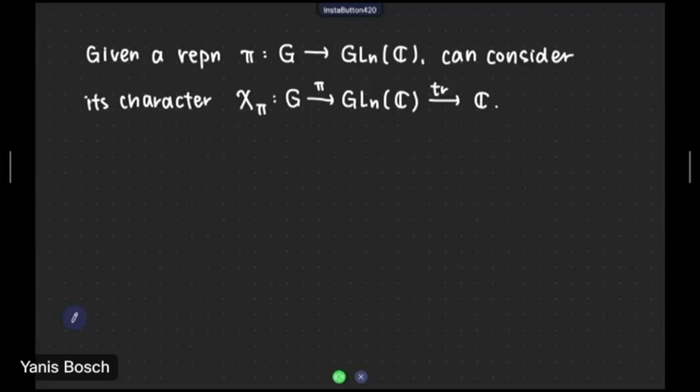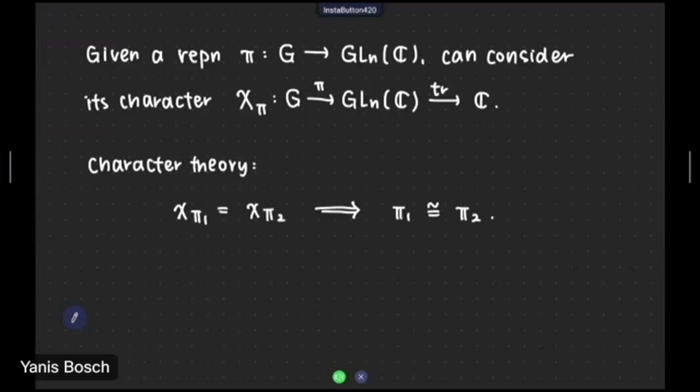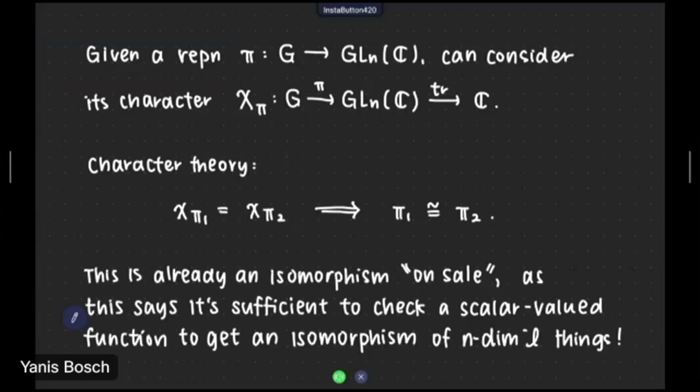And so why is this important? This is important because of the first miracle of representation theory, which is that even though you only recorded the sum of the diagonal entries, this is enough to remember the entire representation. This is a testament to how much structure representations have. Obviously this isn't true for just a single matrix, right? So I think this is a miracle. And in some sense, this miracle is already an isomorphism on sale, right? It's saying that all you need to understand is this scalar valued function, and it recovers this matrix valued function.